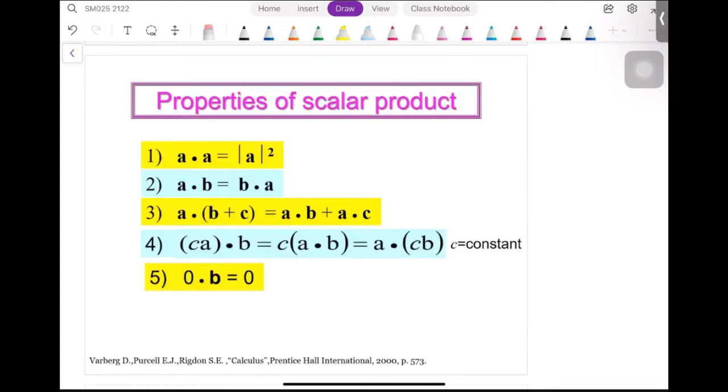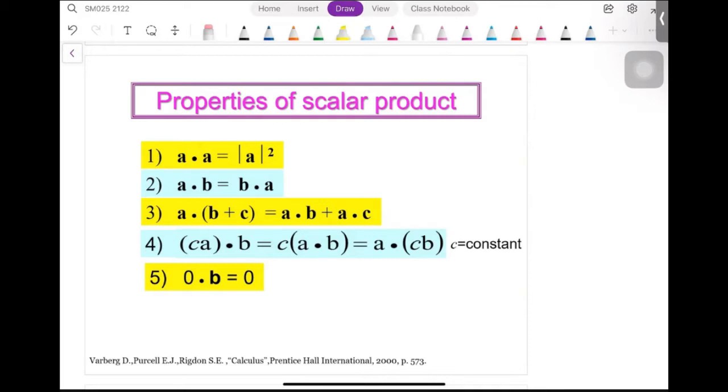We have five main properties for the scalar product. The first one: if we have vector A dot vector A, we will get the magnitude of A squared. Second, vector A dot vector B is the same as vector B dot A. The third property is about A dot (B plus C), which is basically the expansion of it: A dot B plus A dot C.